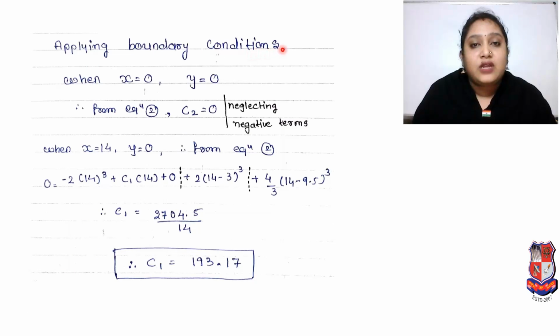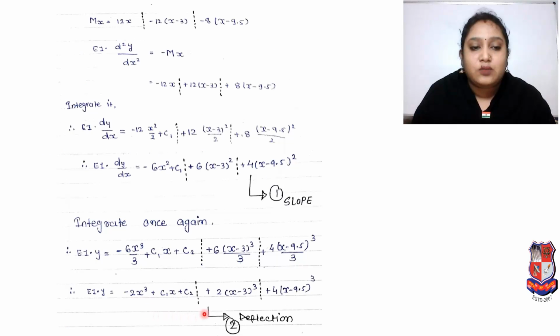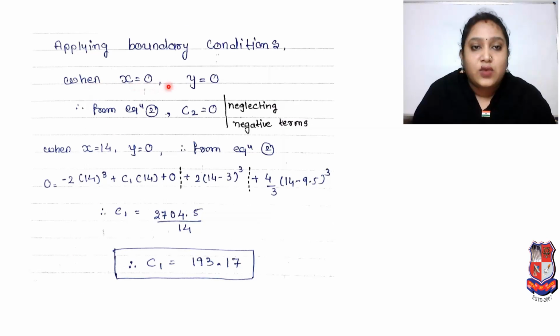So applying boundary conditions, when x is equal to 0 then y is equal to 0. From equation number 2, we have to put x equal to 0 and y equal to 0, so this term will become 0, this term will become 0, this term will be 0. If any negative term is generated, then we have to neglect it. So what we get is C2 is equal to 0. So when x is equal to 0 and y is equal to 0, from equation number 2, C2 is equal to 0, neglecting negative terms, as I told you.